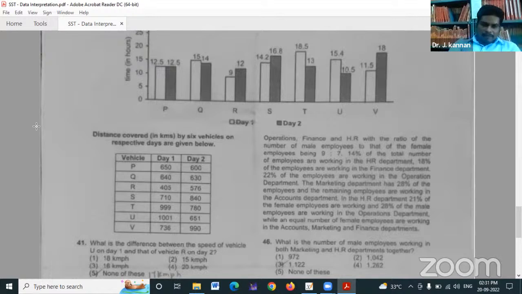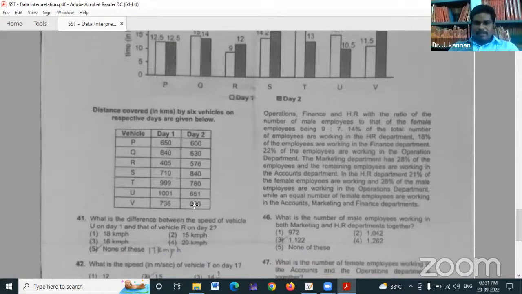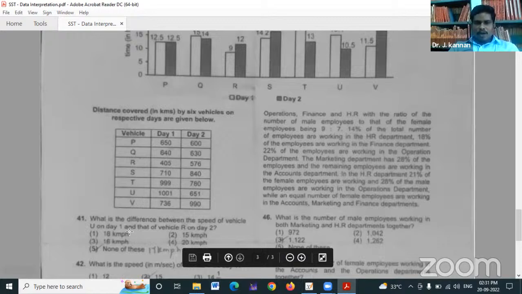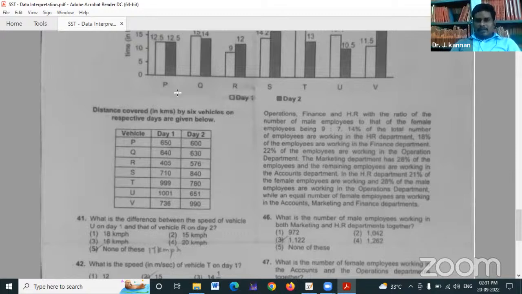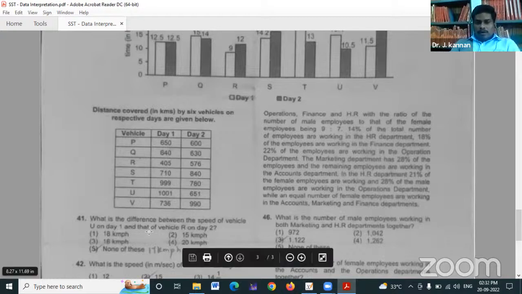Now we find the difference between the speed of vehicle U on day 1 and that of vehicle R on day 2. Actually we need two speeds. The speed means distance divided by time. The distance is given and the time is also given, so by distance divided by time we get the speed of a particular vehicle. But we need two speeds, vehicle U on day 1 and vehicle R on day 2.